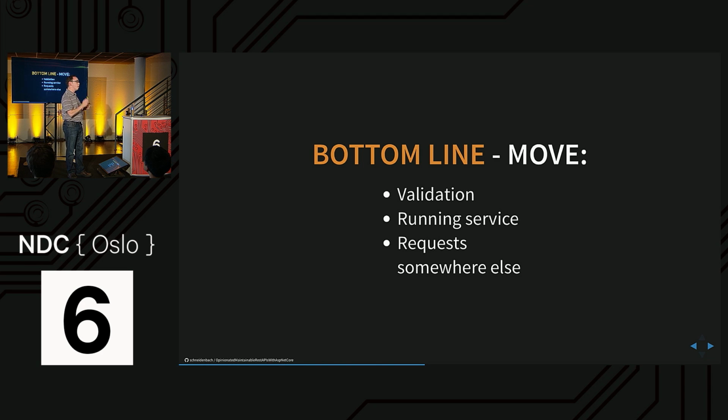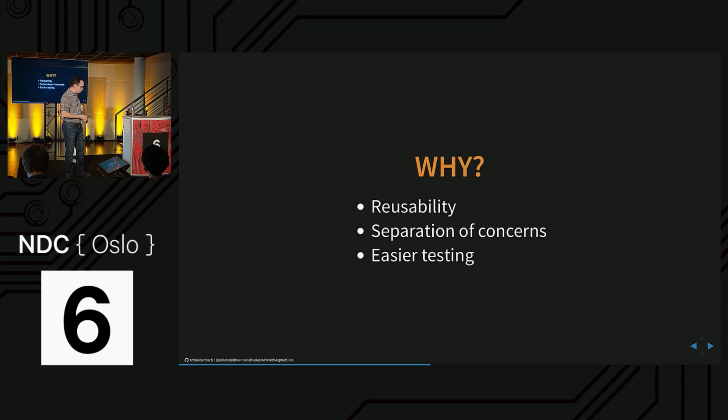The bottom line is that we're going to move the validation, the running of our service, and the requests. We're going to remove those all somewhere else, right? So we're going to move those out of the controller. The entity is no longer going to be responsible for being the request object, okay? And there's a few reasons why. Why is that good? Reusability, right? Let's say that you have services that you define in another assembly, and Web API is just aware of them, right? And then it uses those services to route requests and do stuff.